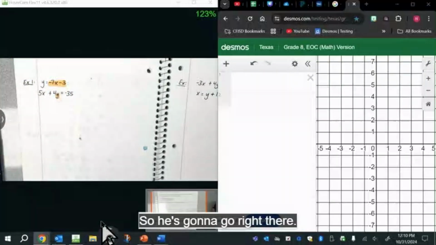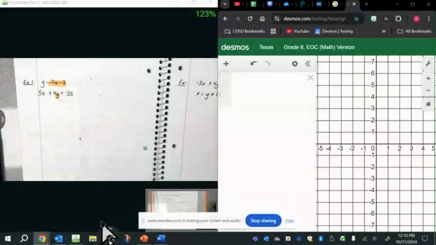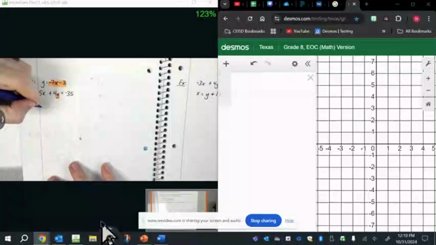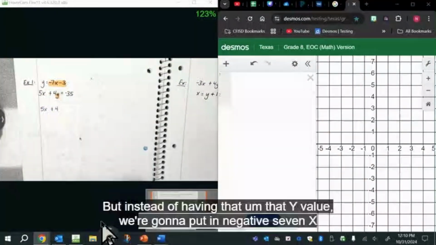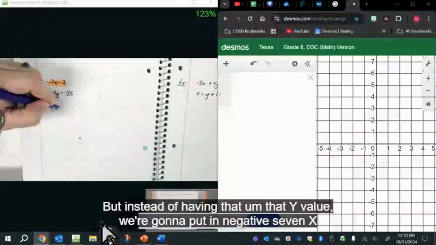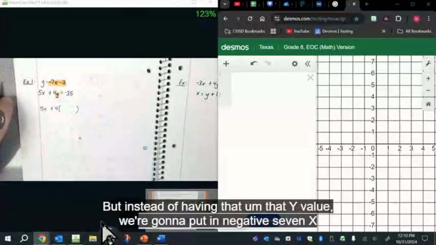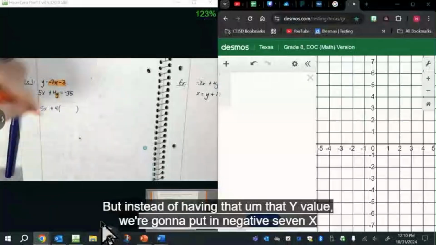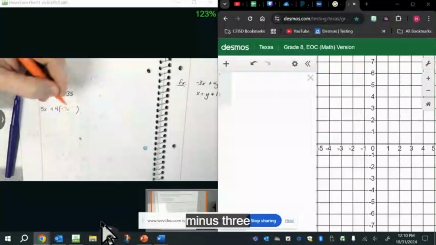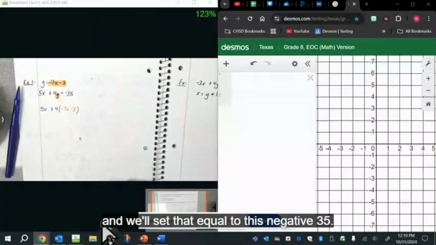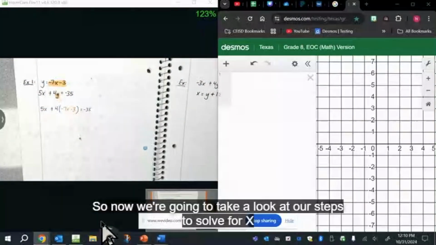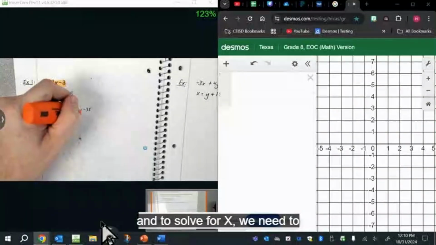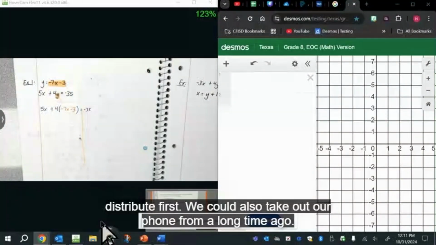So it's going to go right there. So it'll look like this. I'm going to write the second equation. I have 5x plus 4, but instead of having that y value, we're going to put in negative 7x minus 3. And we'll set that equal to this negative 35. So now we're going to take a look at our steps to solve for x. And to solve for x, we need to distribute first.